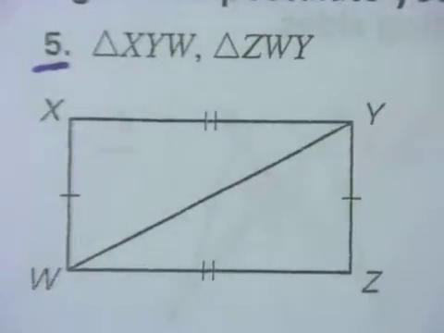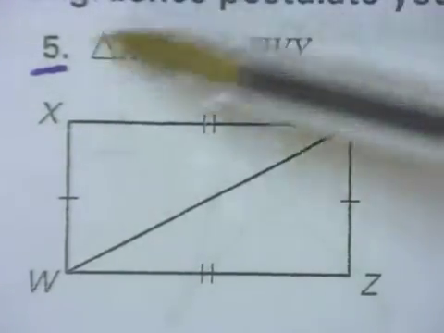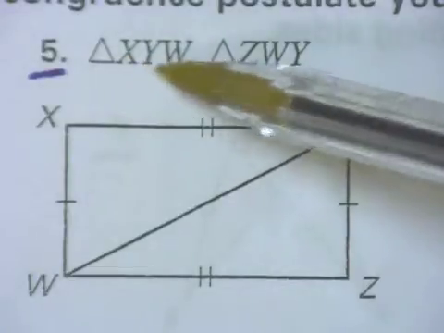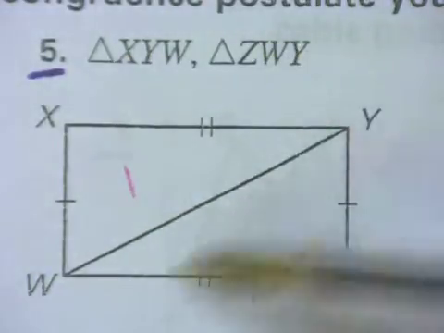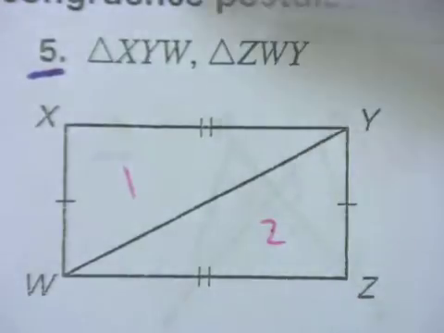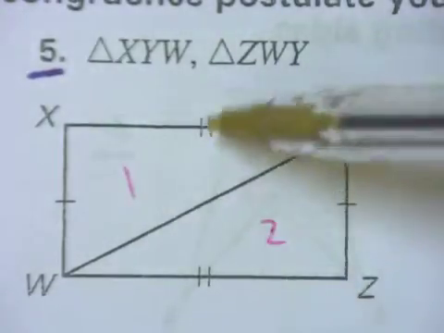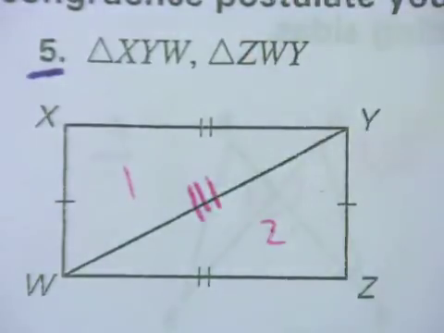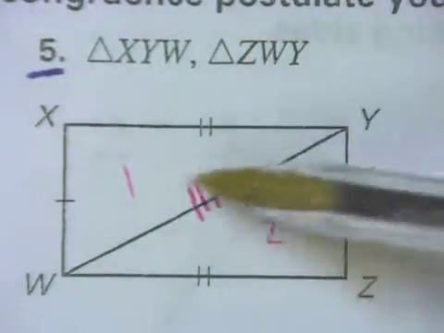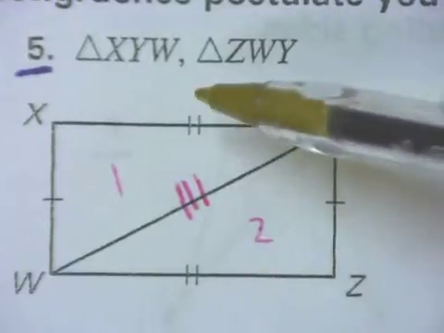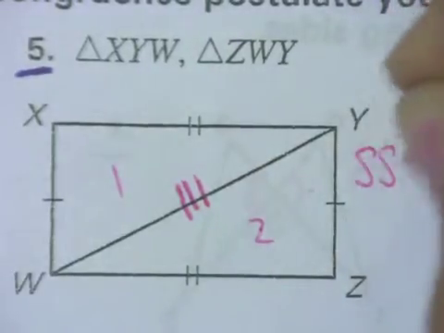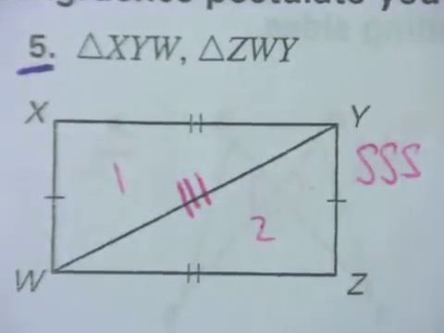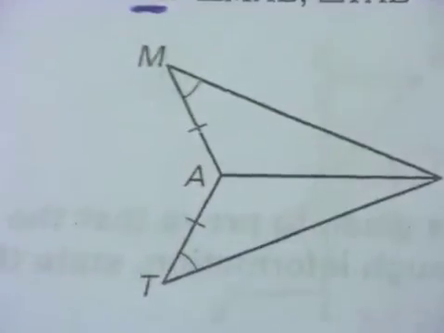And on page 46, we're going from numbers 5 to 10. They want to know if these triangles are congruent. Triangle XYW, this triangle here, and triangle ZYW, this triangle here. Again, I have these matching sides, I have these matching sides, and I have this side congruent to itself. So I can say that these two triangles are congruent by the side, side, side rule.